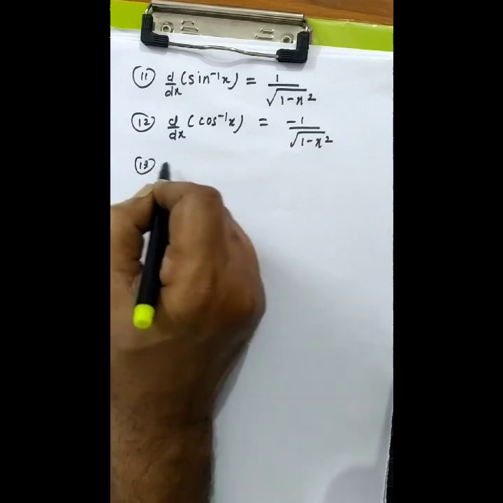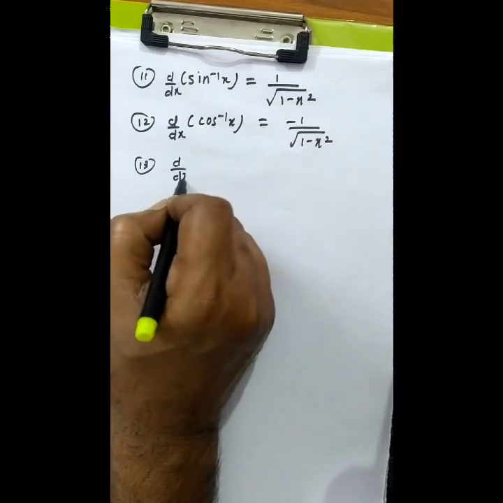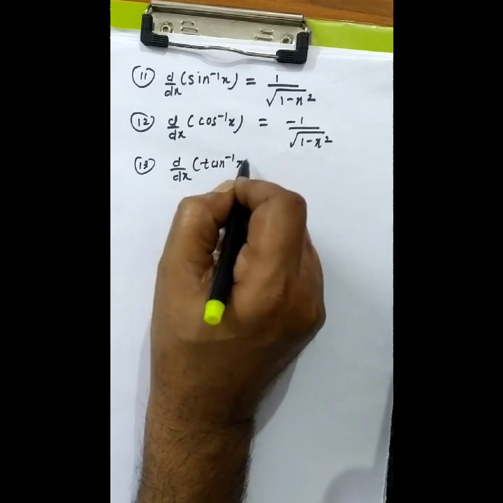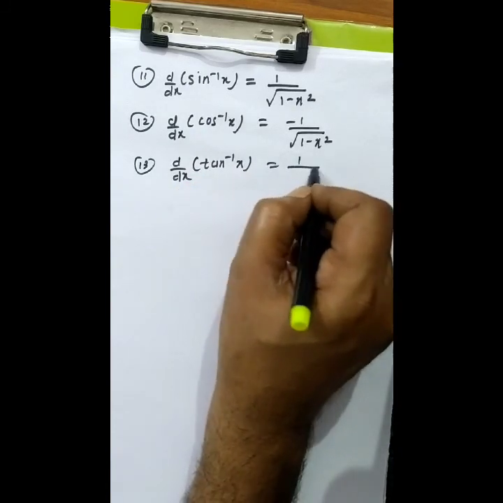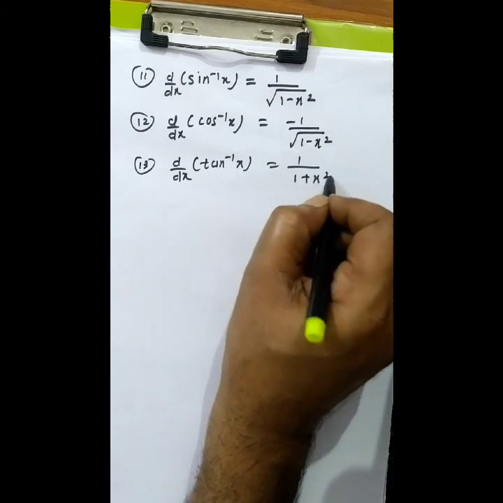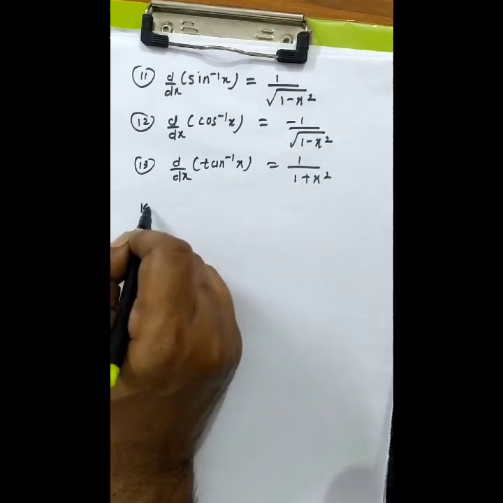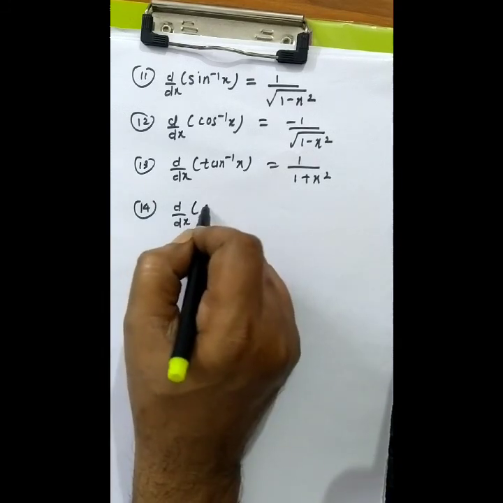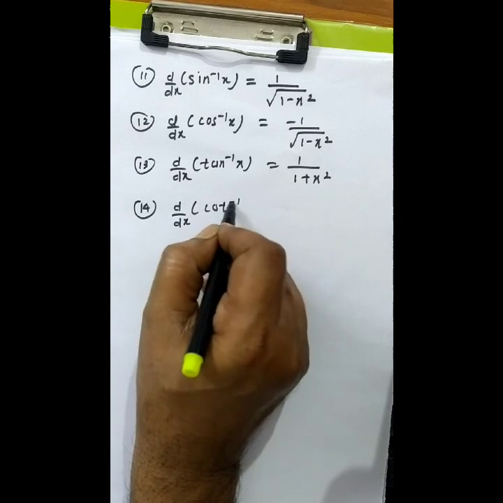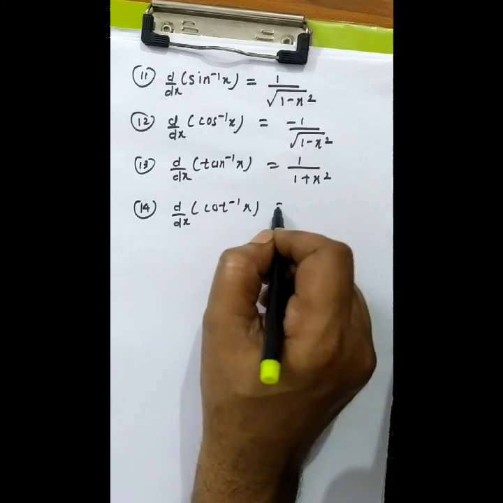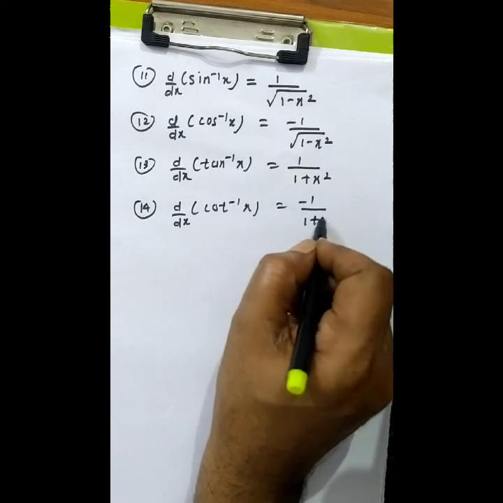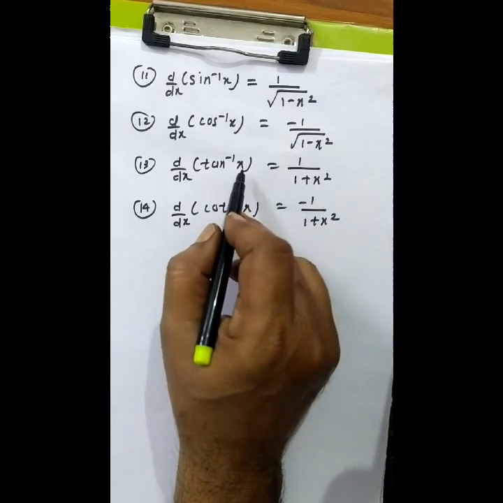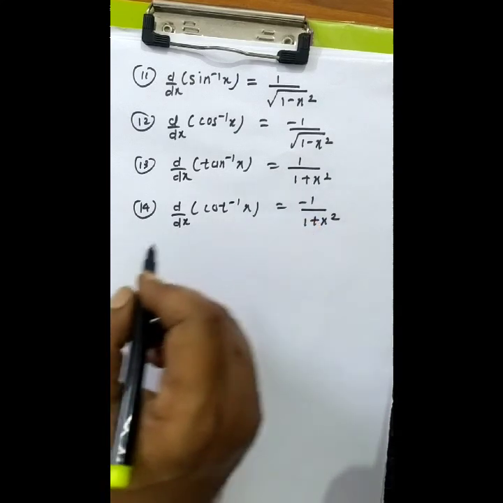Then we come to d by dx of tan inverse of x. The derivative of tan inverse of x is 1 upon 1 plus x square. Next we come to d by dx of cot inverse of x. The derivative of cot inverse of x is again minus 1 upon 1 plus x square. You can see tan inverse and cot inverse are almost the same, but tan inverse is plus, cot inverse is minus.